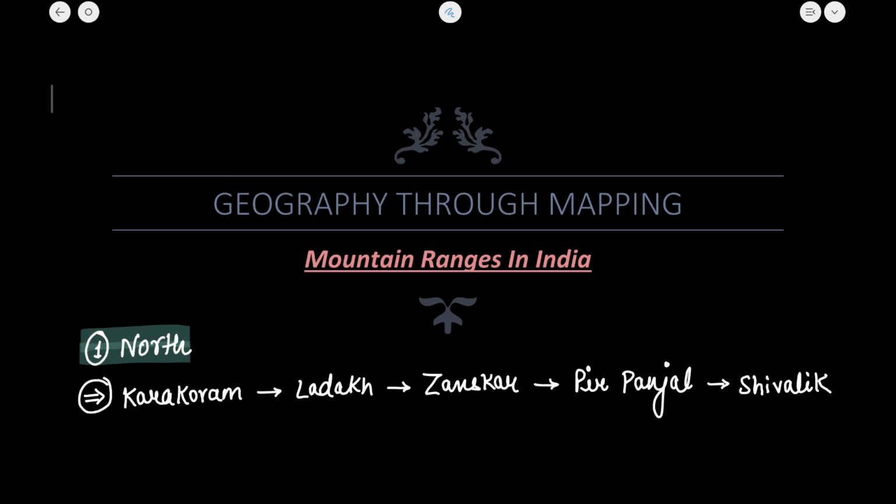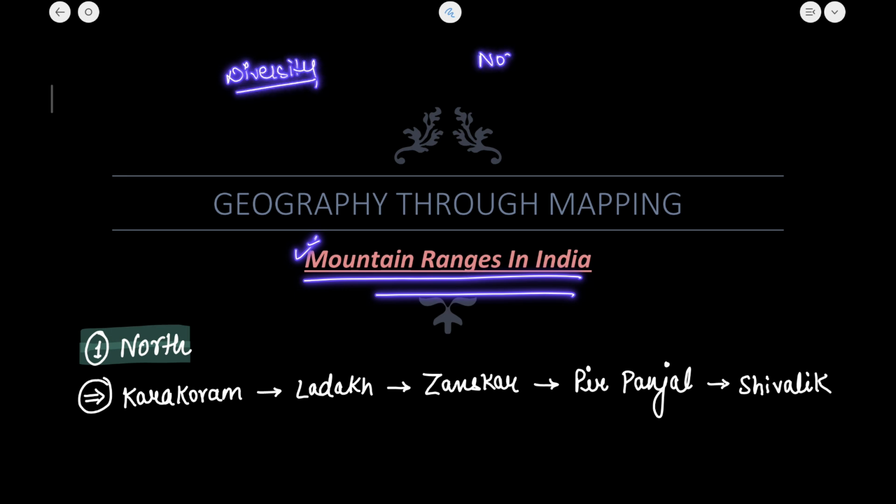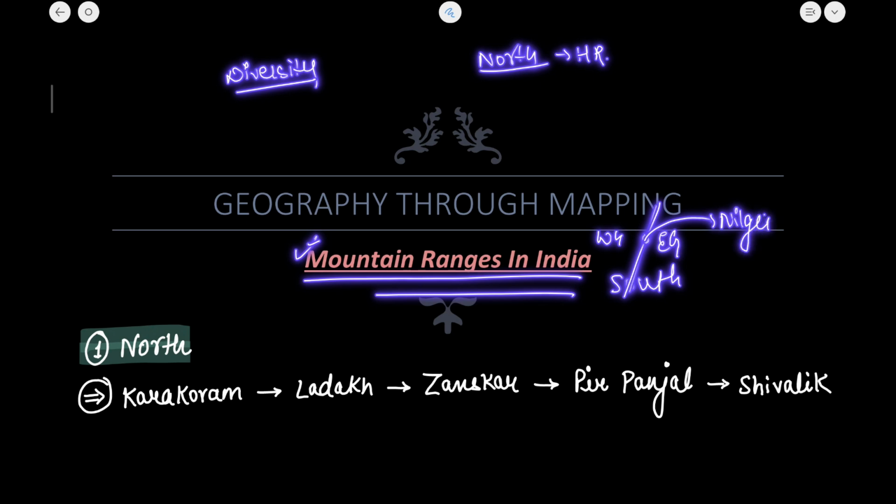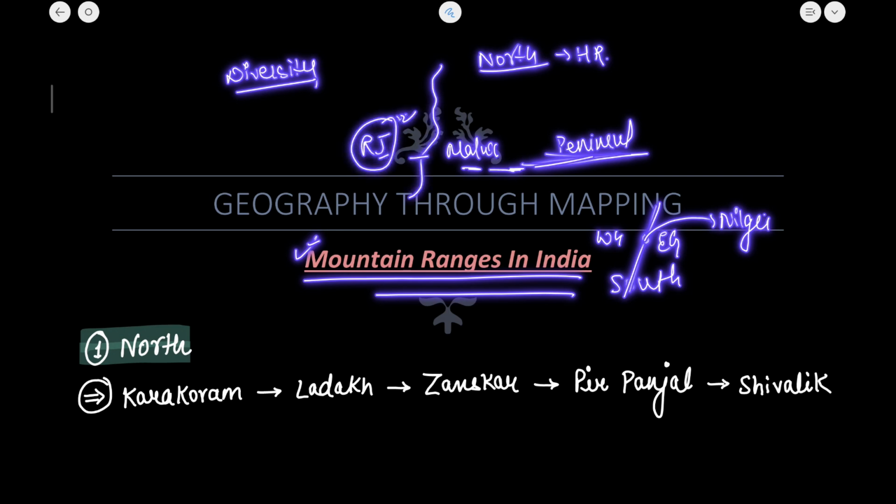So if we talk about the mountain ranges in India, we know that there is a diverse topography of India. In the north we have the Himalayan ranges, then in the south we have the Western Ghats and the Eastern Ghats, whose meeting point is known as the Nilgiri Hills. Then in central India we have the Peninsular Plateau, and to the west of the Peninsular Plateau lies the Malwa Plateau. Then to the west of Malwa lies Rajasthan, the sands and the desert of Rajasthan.